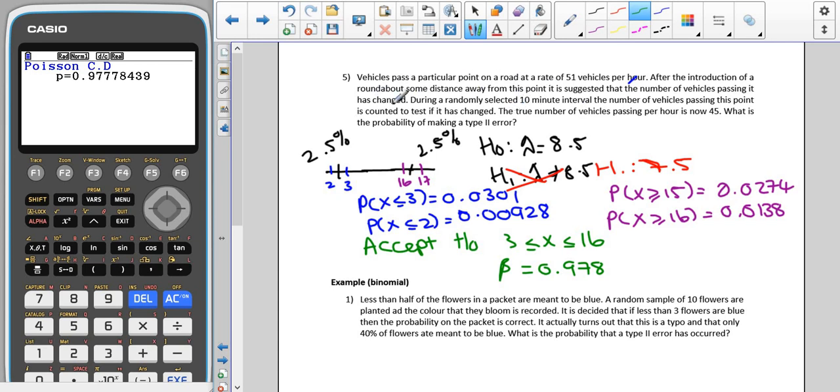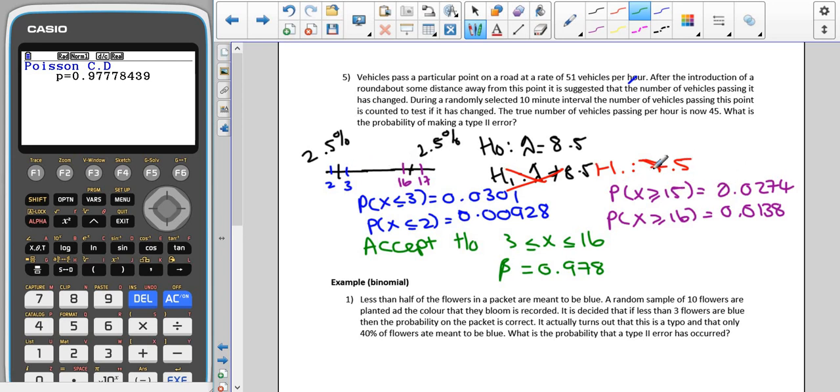Because we're looking for a change, we know it's two-tail. So we're going to have to cut our 5% in half to have 2.5% at the bottom and 2.5% at the top. You can see here that I was testing less than or equal to, to find where I ended up with less than 2.5%. The first value that gave me that was 2. So 2 is my critical value at the bottom end, the first value in my critical region. And 3 then is going to be the first value at which I'm accepting H0.